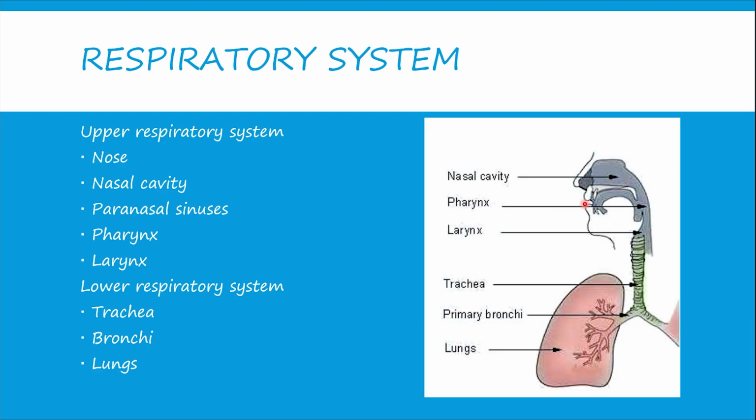Here is a picture that shows the upper respiratory and the lower respiratory systems. For the upper one, it has the nasal cavity, pharynx, and larynx, as we said, and the nose and other structures in the upper respiratory system. And here is the lower one, which is composed of the trachea, primary bronchi, and lungs.